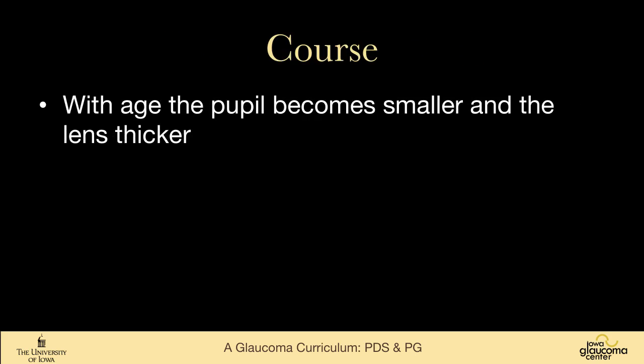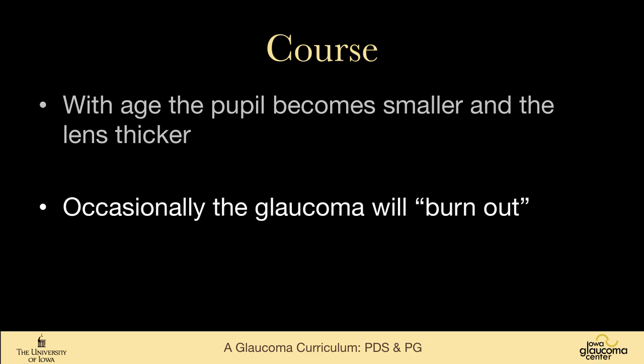It's an interesting disease because with time, the pupil becomes smaller and the lens becomes thicker, and this makes the backbowing go away. And so occasionally the glaucoma will burn out. The patient stops actively dispersing pigment because of these anatomic changes that occur with age.